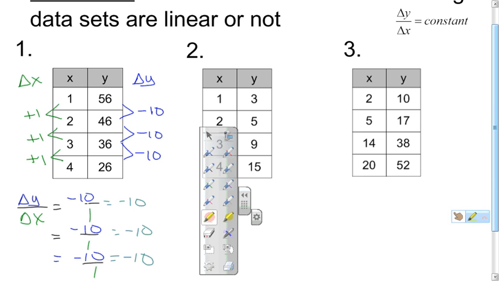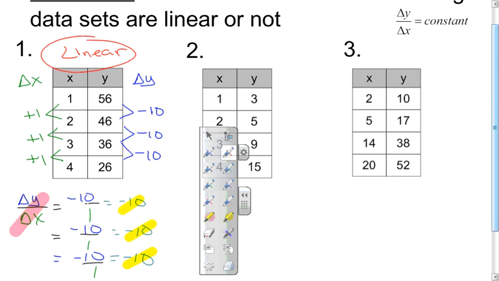Now, what have we seen here? That delta y over delta x is the same all the time. That means that this, in fact, is a linear data set. You can kind of feel it in your gut once you see that the change in y is the same every time, and the change in x is the same every time. The idea that this is linear should be decently easy to grasp if you just follow the idea that delta y over delta x is constant.